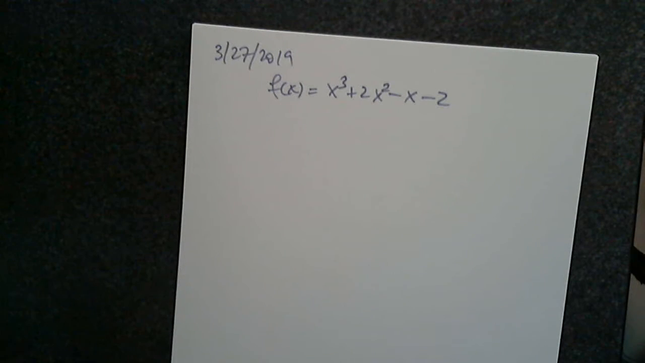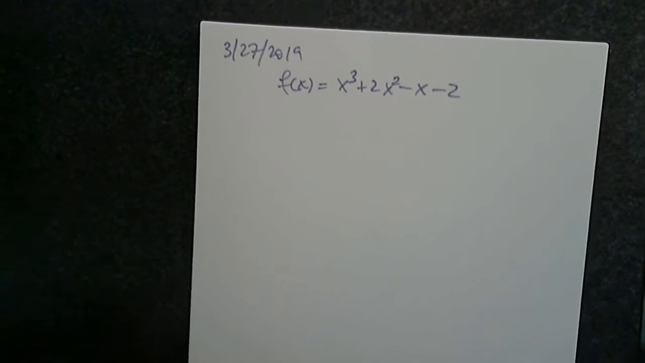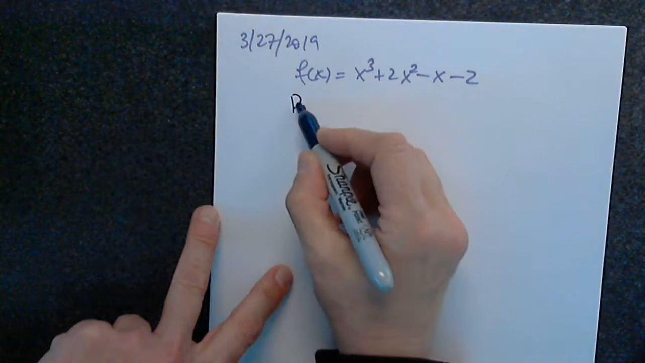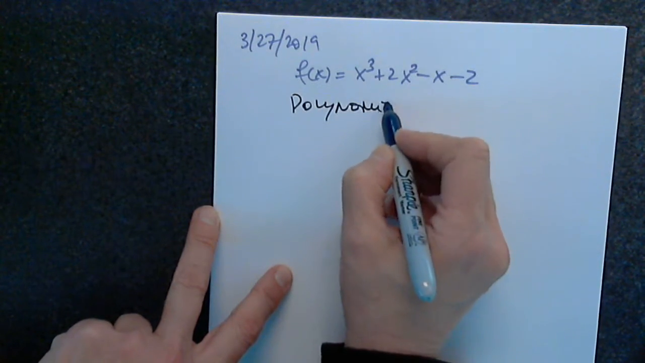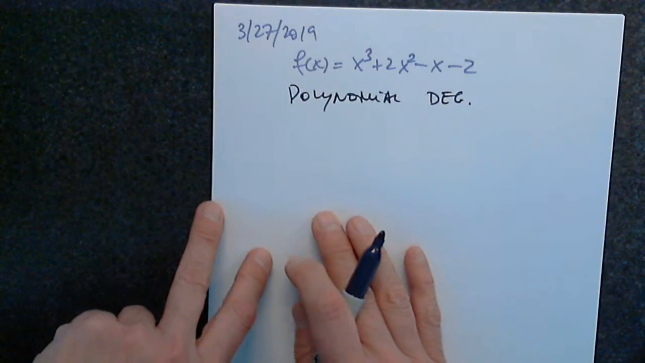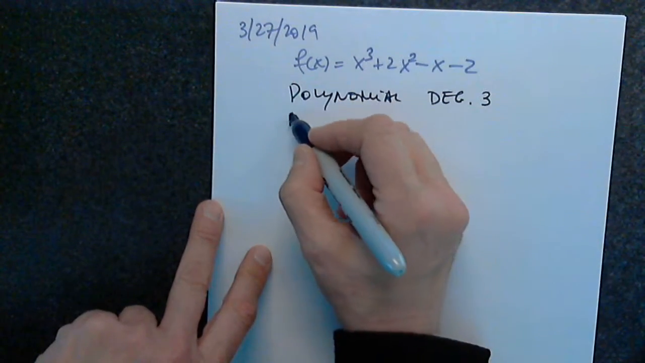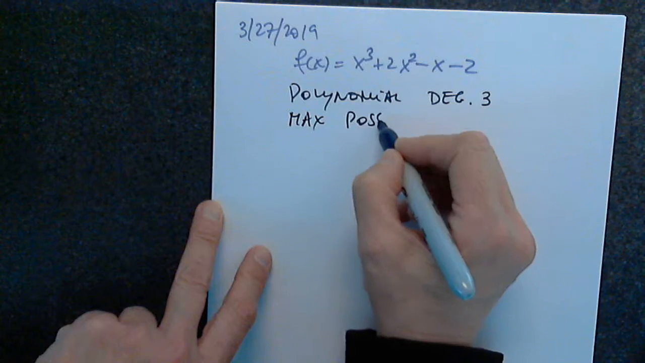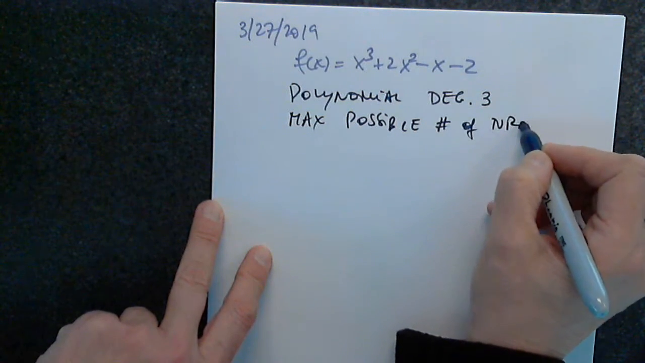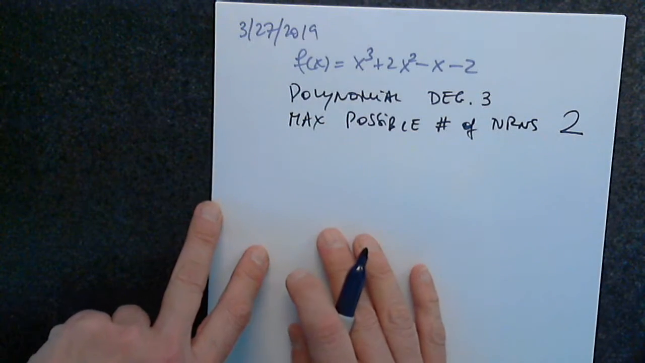To graph this function, that's what we're trying to do. Good. So we know this is a polynomial function. Degree? 3. Very good. Max possible number of turns? 2. 2, indeed. The degree minus 1.